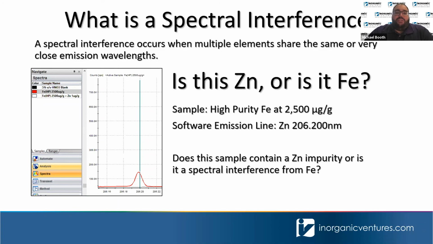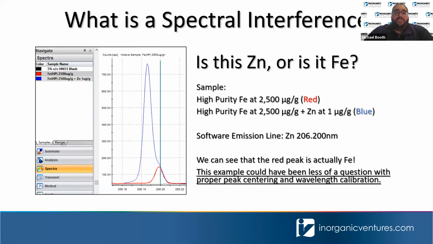What we have here is a spectra of a high purity iron sample that we were analyzing at 2,500 ppm iron. And we are looking through and our software says, hey, you've got zinc contamination. So you can see that red spectral peak there is lined up with zinc on 206.2 nanometers. If this is really high purity iron, then maybe we have an issue because we should not see that amount of zinc there. So is this zinc or is it just a spectral interference from the high concentration of iron? That was our question.